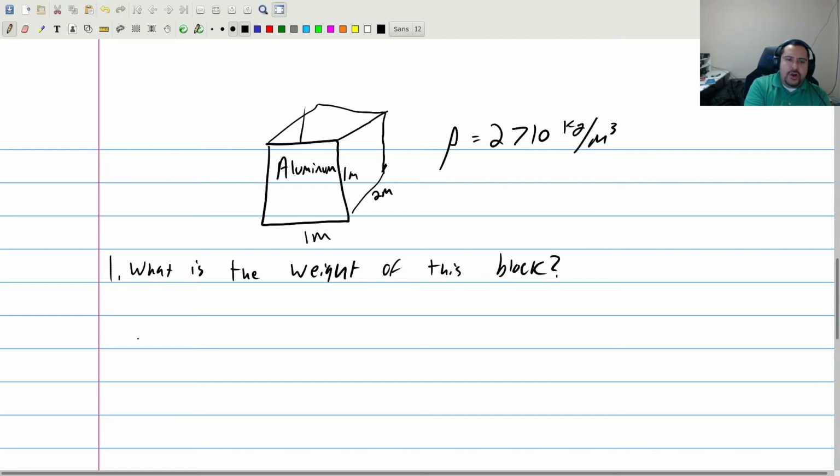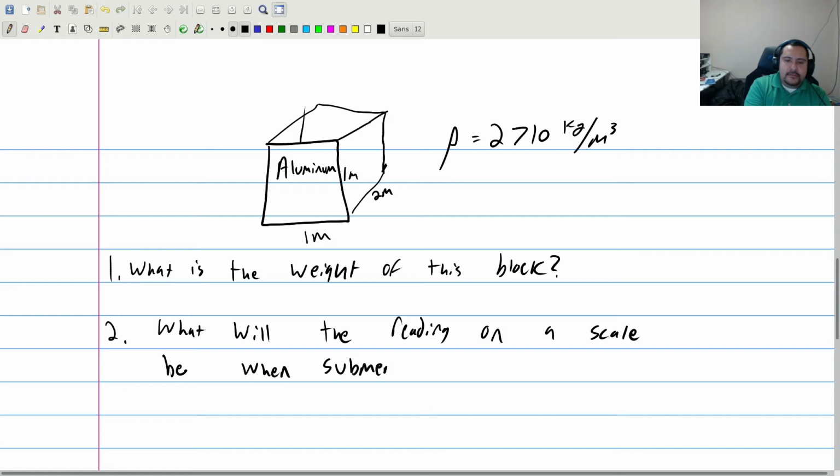And 2, I want to know what the reading on a scale will be when submerged in, let's not use regular water, let's use ocean water. And I'm not talking about that drink from the one place. I'm talking about the actual water from the ocean, the salt water.